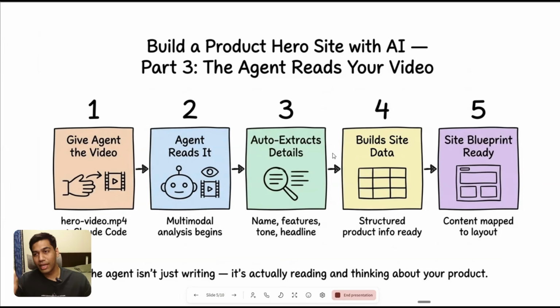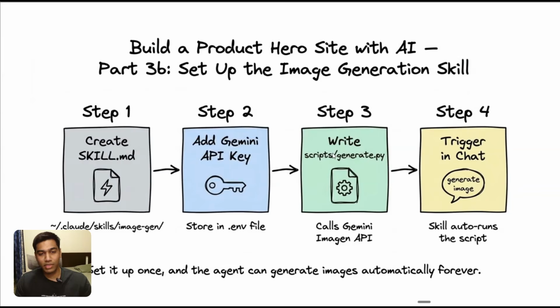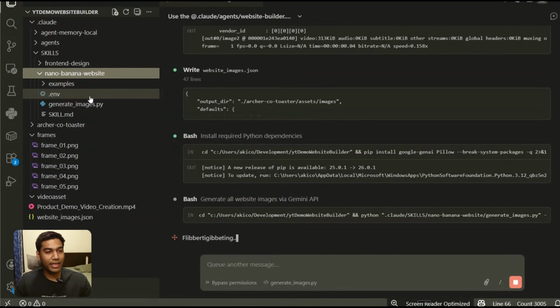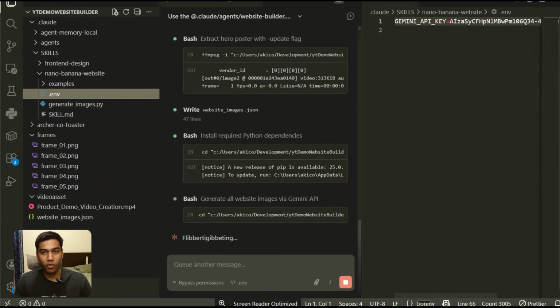Now, the one thing that you still need to do, and which I have probably done before, is to set up your skill.md for generating images. So if I bring you back to VS Code, the only thing that you need to do is add your API key. That's it. I've already written instructions for the same.